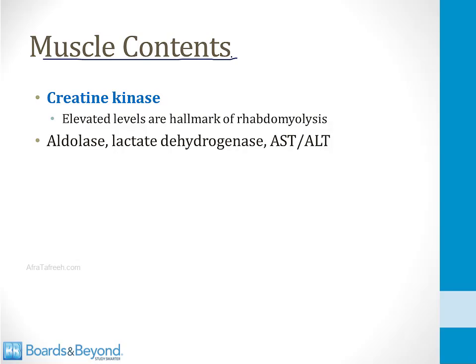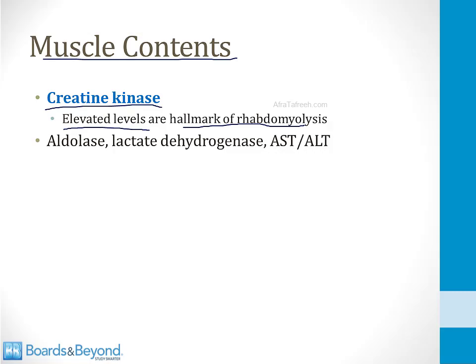syndrome of rhabdomyolysis. And if you're preparing for Step 1, knowing these muscle contents is one of the most important things to focus on. So one of the things that spills into the plasma is creatine kinase. This is an enzyme found in muscles. It spills into the plasma when there's muscle damage, and you can detect elevated levels with a blood test, and that's one of the hallmarks of the syndrome of rhabdomyolysis.